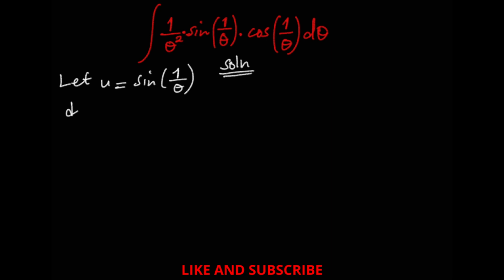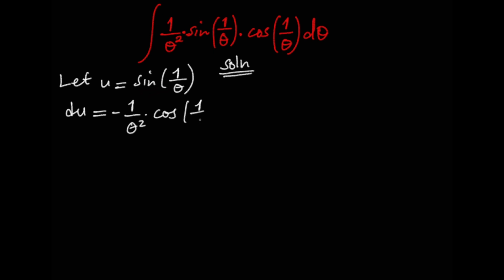Then let's go ahead and differentiate. du will be equal to, remember how we differentiate trigonometric functions? First we differentiate the inside of the function, that is, the derivative of 1 over theta is negative 1 over theta squared. Then we multiply this by the derivative of the function. The derivative of sine is cosine, so we have cosine 1 over theta, d theta, because we are differentiating with respect to theta.